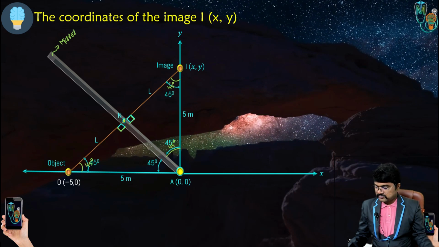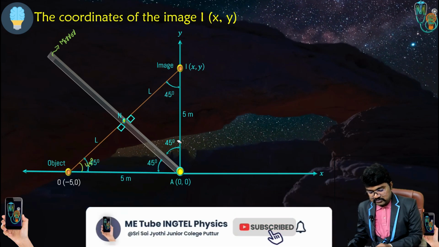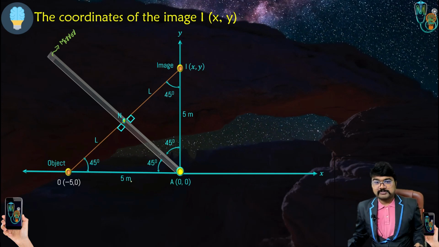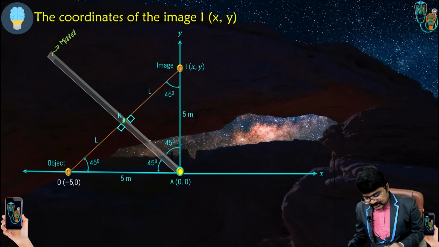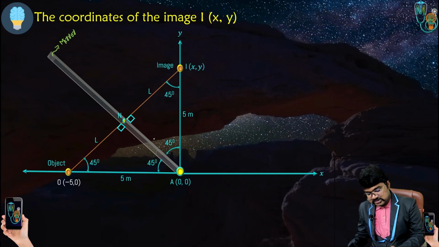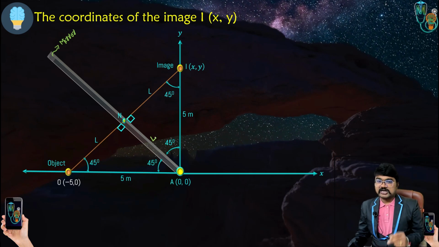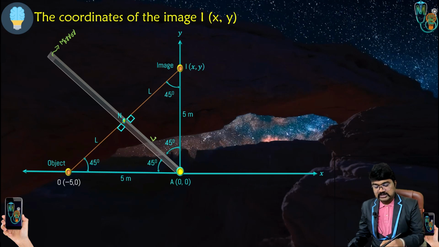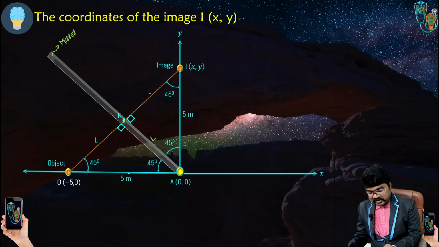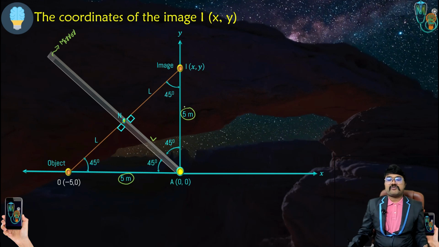This is also 45 degrees. So how to calculate this particular OA? It is very simple. If it is 45 degrees, then these two will be exactly the same. This is also L, NA is also L, because at 45 degrees, L and L are exactly the same. So if it is 5 meter, then it should be 5 meter.